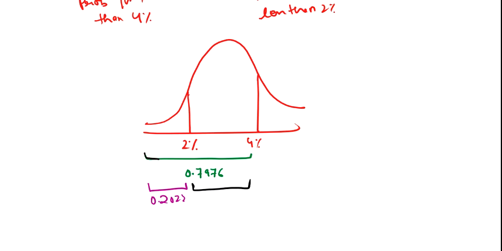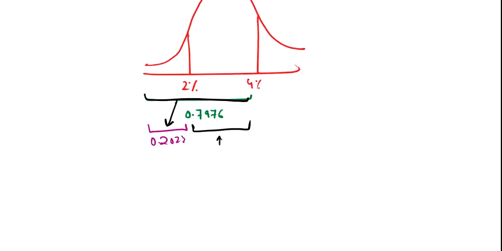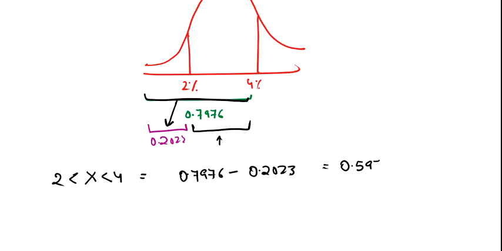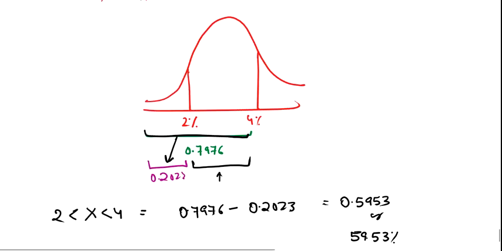So simply, if this is the area 0.7976 and I will remove this area, I am left with this portion. So the probability for x less than 4% but x greater than 2% is equal to 0.7976 minus 0.2023. Clear? So the answer is 0.5953, or you can say 59.53% chances that my returns are going to be between 2% and 4%.